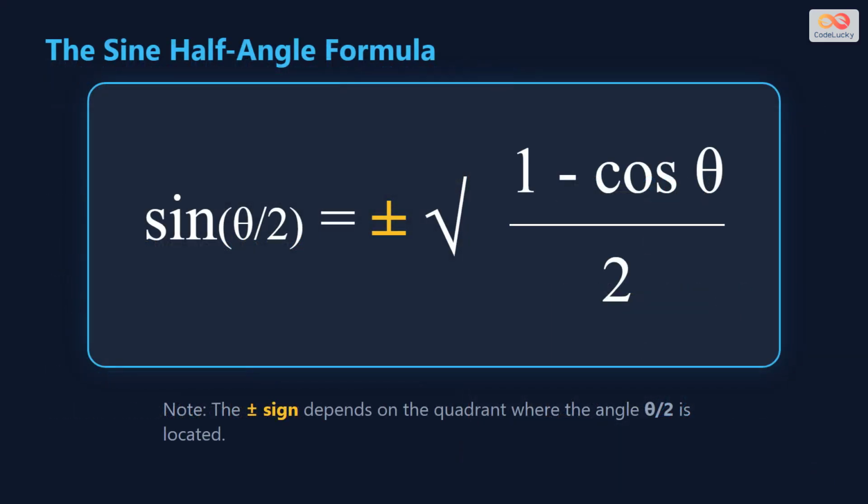Let's start with the formula for sine. The sine of theta divided by 2 is equal to plus or minus the square root of the quantity 1 minus cosine of theta, all divided by 2. It is important to note the structure here. For sine, we subtract the cosine value in the numerator.